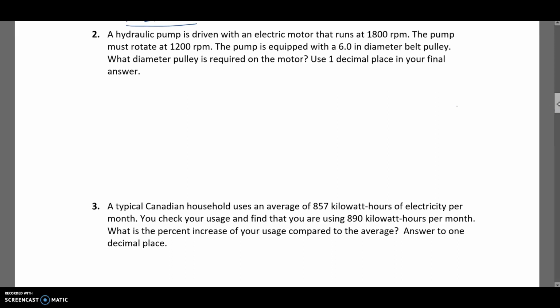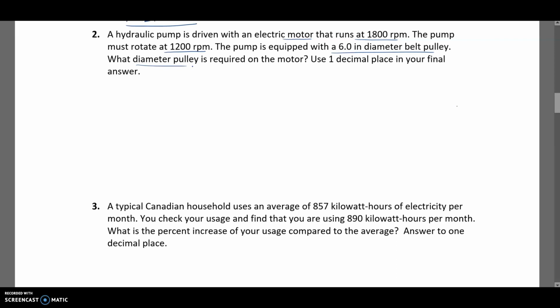Question 2. A hydraulic pump is driven with an electric motor that runs at 1800 RPM. So the motor has a speed of 1800 RPM. The pump must rotate at a speed of 1200 RPM. The pump is equipped with a 6-inch diameter belt pulley. What diameter pulley is required on the motor?